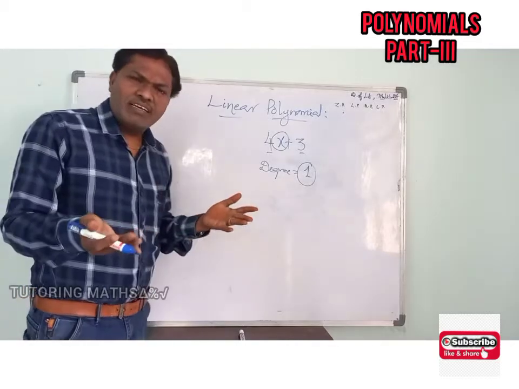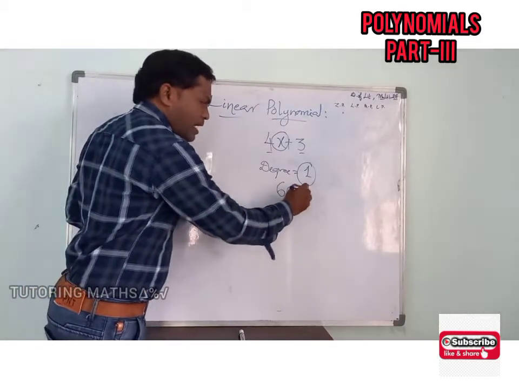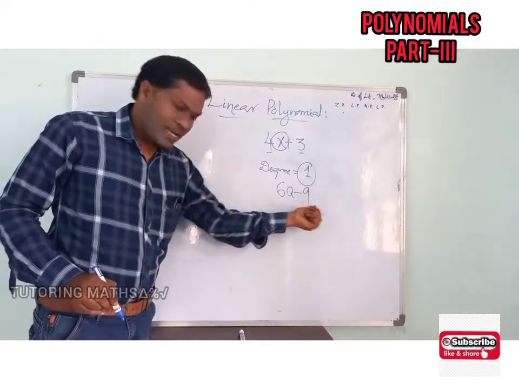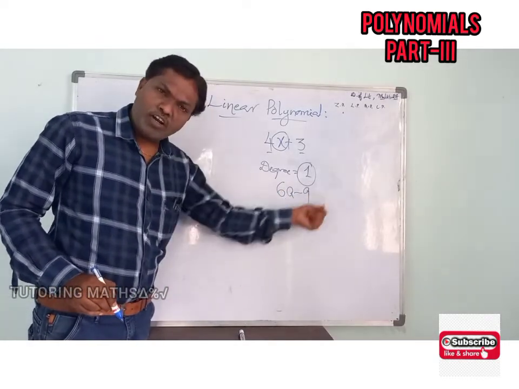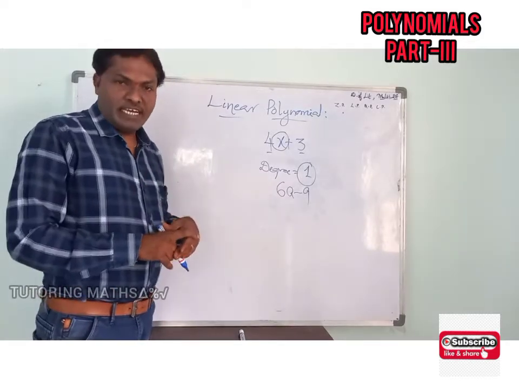Like that, you can take many examples. You take 6a minus 9. Here the degree of this polynomial is 1. So a first degree polynomial is called a linear polynomial.